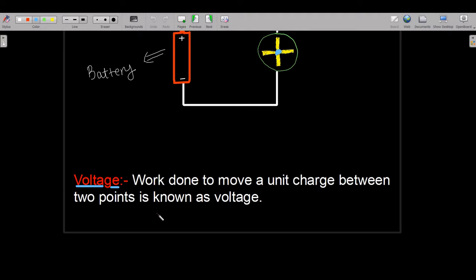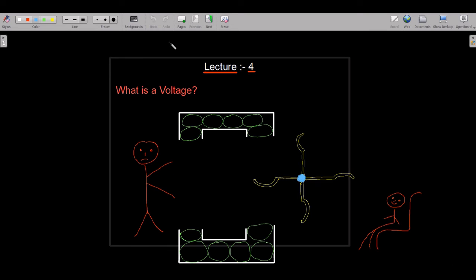Now I know as a beginner you will fail to understand the meaning of this particular definition. But don't worry, I am here to explain this in a much simpler way. But for that you have to understand the setup first.